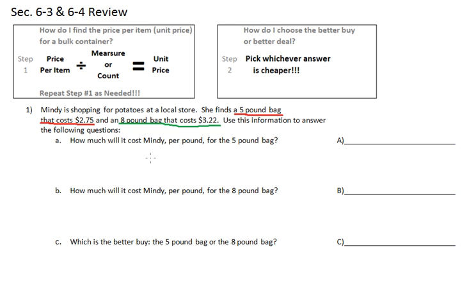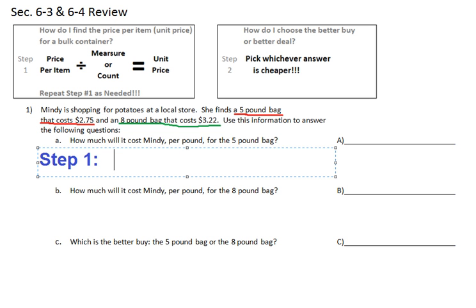Well, since she wants potatoes, she has to make a decision. Does she want the 5-pound bag or the 8-pound bag? Well, the first thing that she's going to do is figure out how much it's going to cost her for the 5-pound bag. And I know, when I say that, you're thinking to yourself, well, the 5-pound bag costs $2.75. Yes, you're right. But what we want to know, and what we're going to do for letter A, is how much it will cost Mindy per pound for the 5-pound bag. So what we're going to do is use step 1.